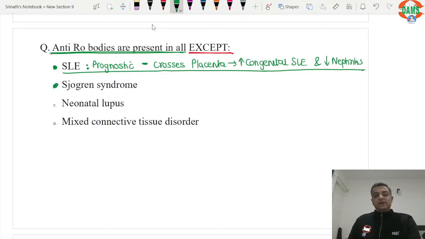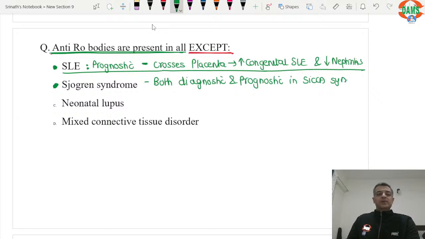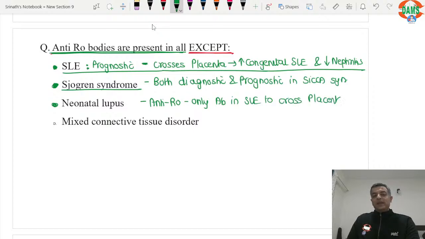In Sjogren's syndrome, it is both diagnostic and prognostic. In neonatal lupus also, anti-Ro is the responsible antibody, the only antibody in SLE to cross the placenta. So if there is congenital lupus, there has to be anti-Ro present.